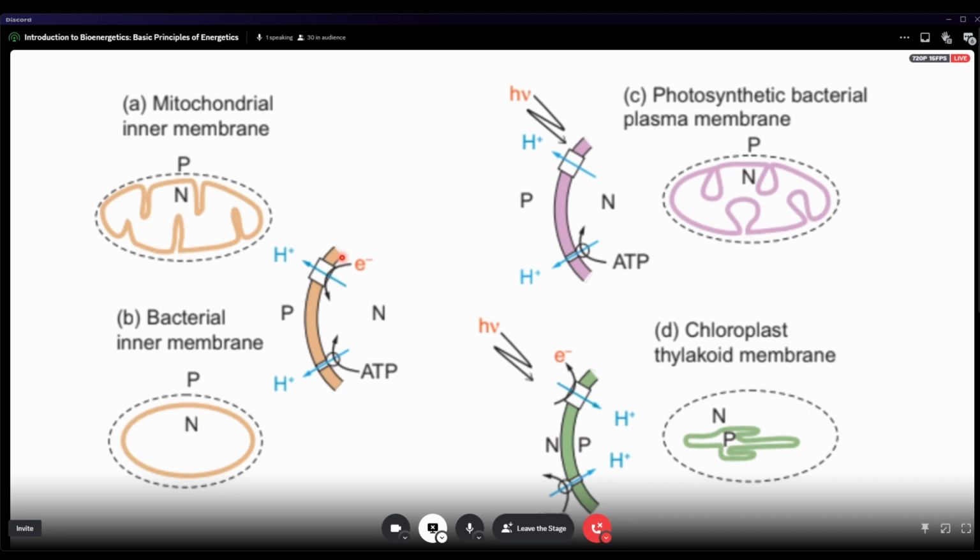So therefore, these proton pumps are dependent upon the electron transport chain, and this electron transport chain is the same that we have inside the mitochondria. So you have this electron transport chain in the mitochondria, which we are going to talk about in depth later on. Basically, this transport of electrons in the mitochondria is what gives the proton pump the ability to pump protons out.